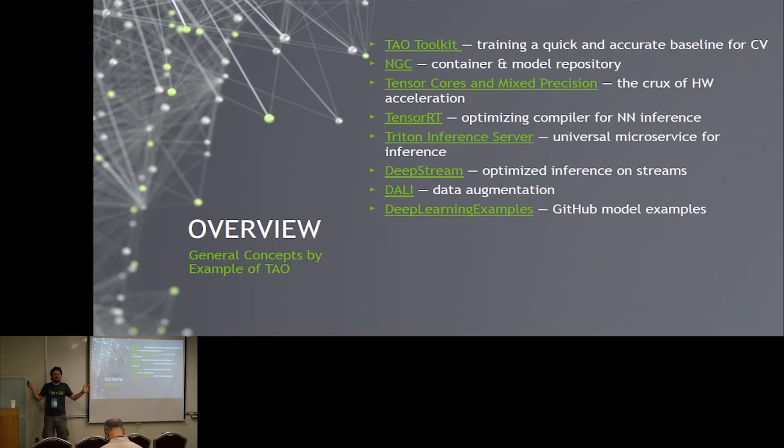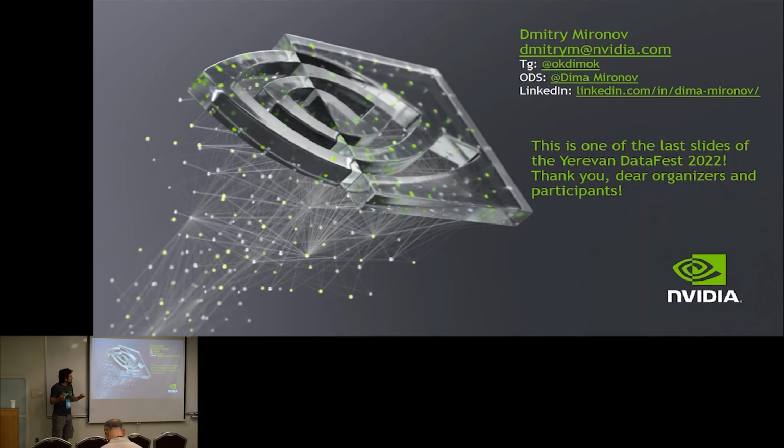I've told you about TAO Toolkit as an example of an efficiently built model training pipeline. And then we've dove into some key components that make it faster. We've covered containers, mixed precision, and tensor cores, and then we've switched to inference, where we've covered how one could optimize a model for inference and efficiently serve it with TensorRT and TRITON. That's it.